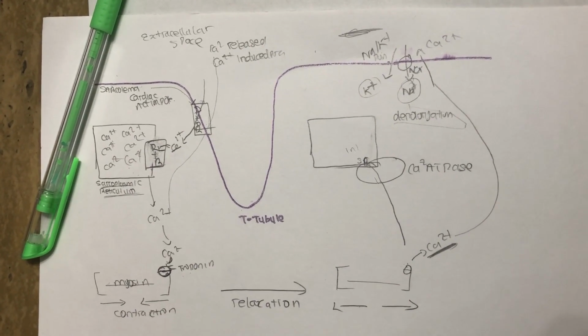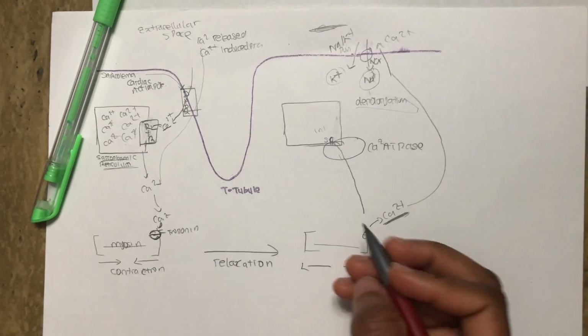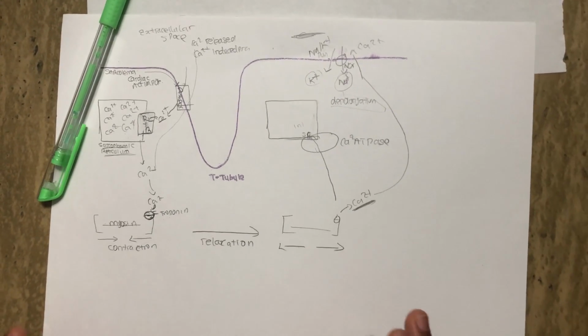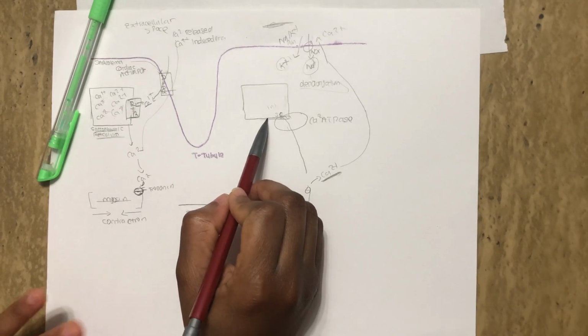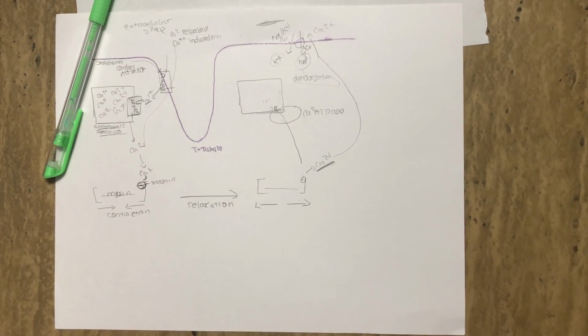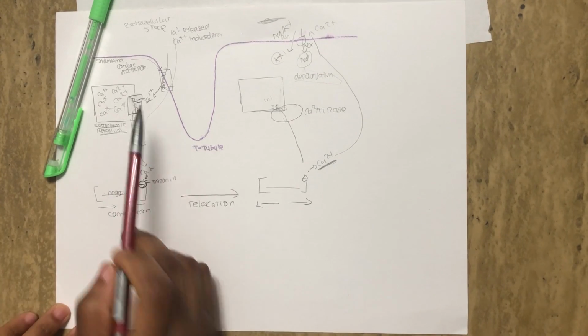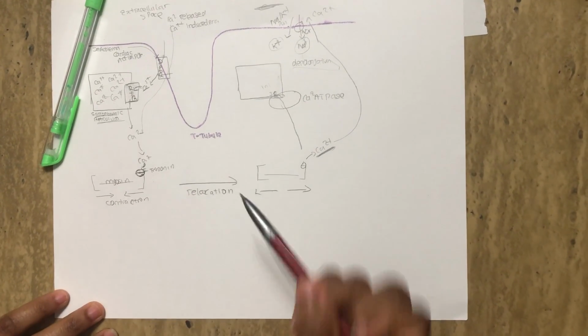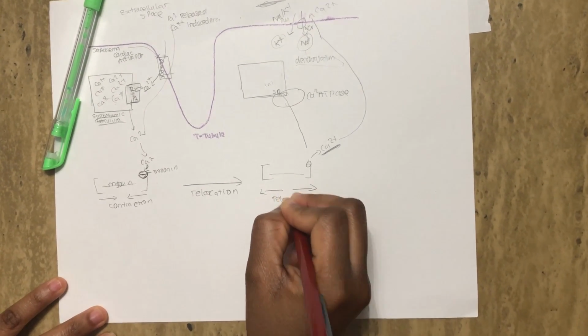I hope I've been able to explain how the T-tubule works, how the sarcoplasmic reticulum works, and how contraction of muscle happens with the presence of proteins like DHPR, RYR, and troponin, and how you can also go back into relaxation.